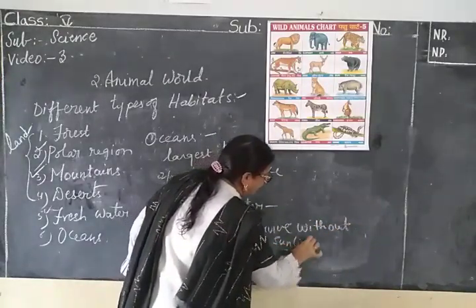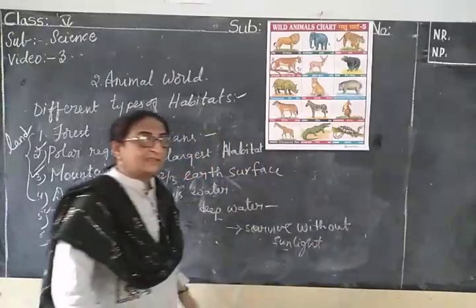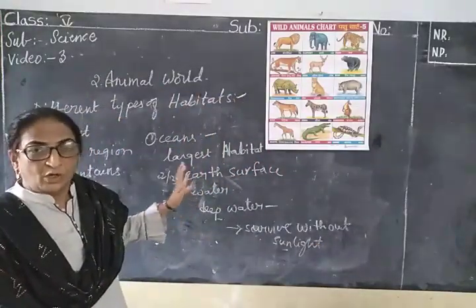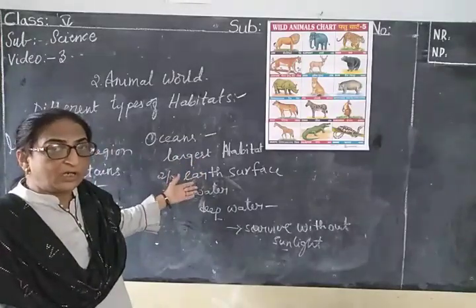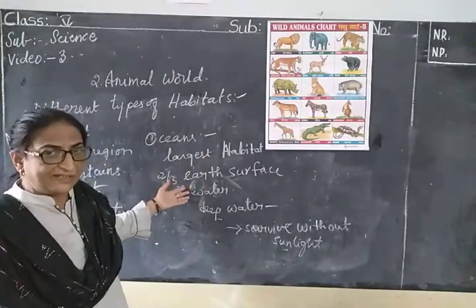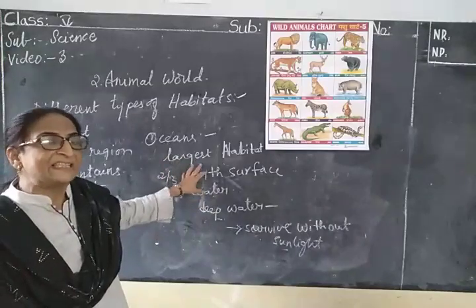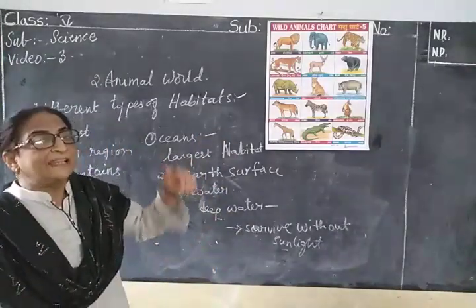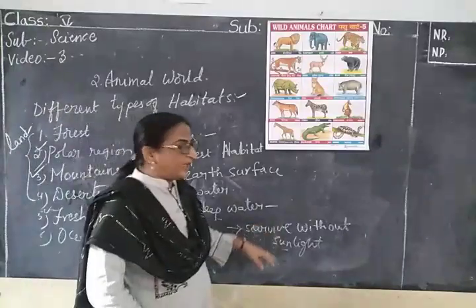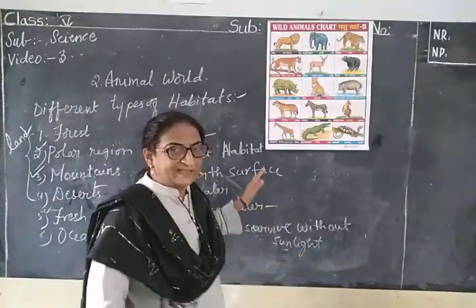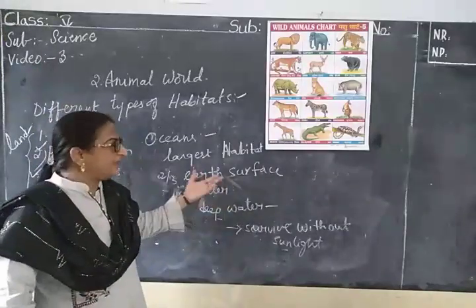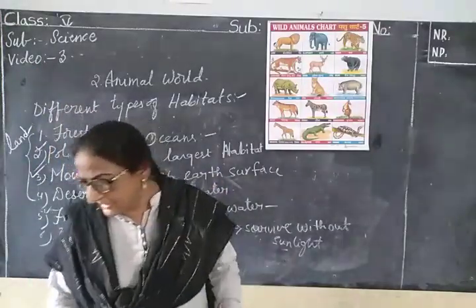Oceans are the largest habitats because two-thirds of the earth's surface is covered with water. Salty water. They can live in the salty water. These are salty waters, oceans, isn't it? So you can find the animals that can survive in these salty waters. They can live in the deep waters and in the areas where they cannot get sunlight. Deep inside the oceans, sunlight cannot reach. So in that area also some animals can survive.